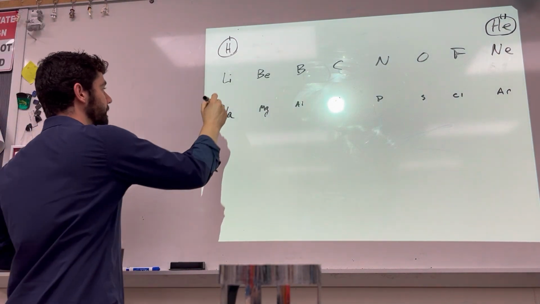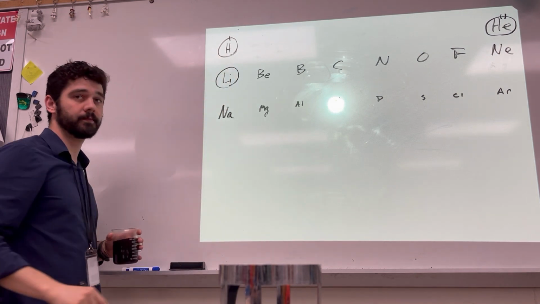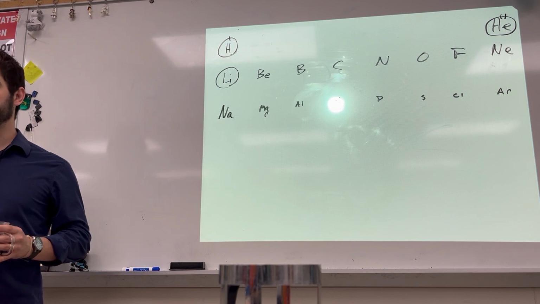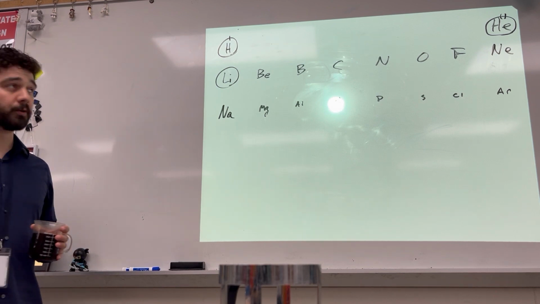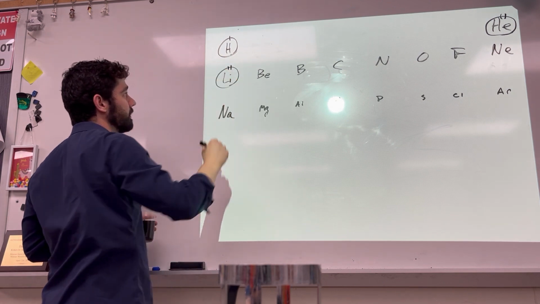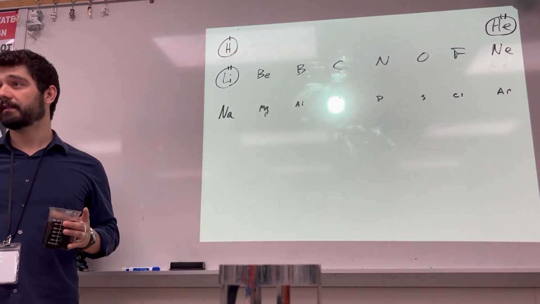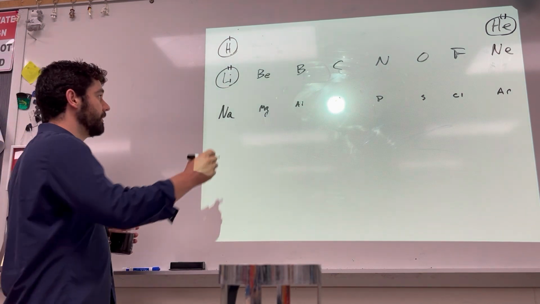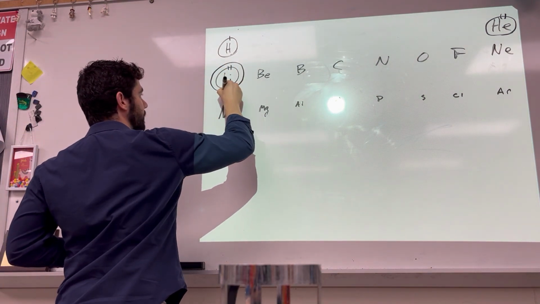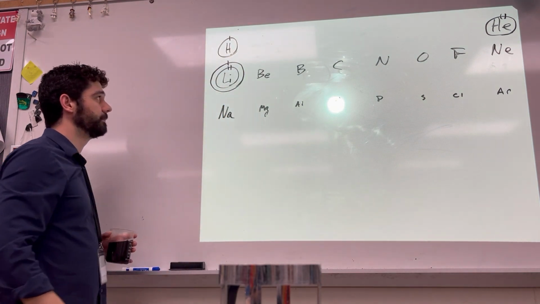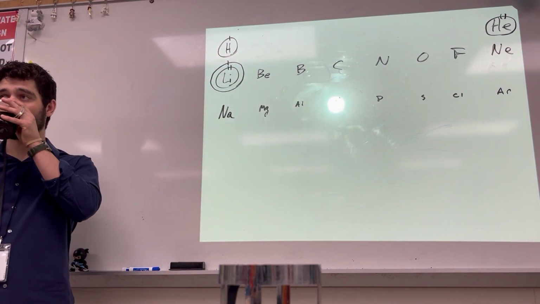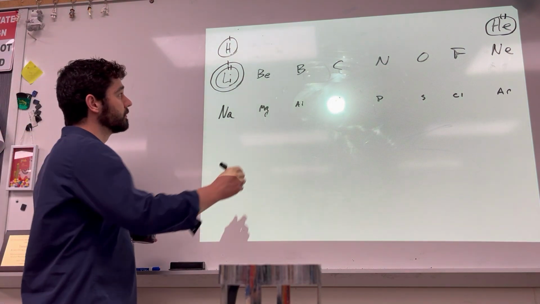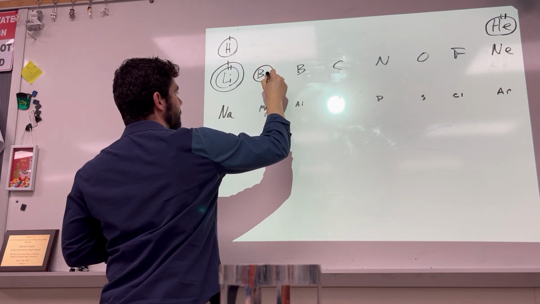Lithium. Here's my first energy level. I need 3 electrons, yes? I'm going to put 2 on the first energy level. I can't fit more electrons on the first energy level, so I need to go to the next energy level and put my electron there. If we follow this pattern, you can probably just finish it on your own.